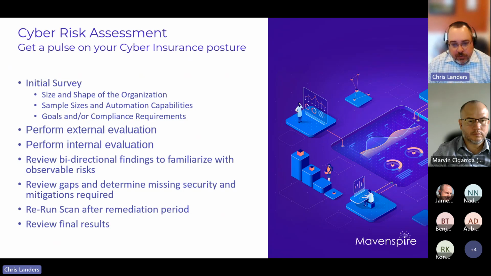After these scans are run, we at Mavenspire come back and present the results to you, giving you a full assessment. What is your risk externally? What is your risk internally? With a very detailed list of things that you're doing well, that came out green. Think of it as green, yellow, red, with a big focus on the things that are red. These are not only major security gaps that might cost you more on your cyber policy, but you also need to remediate them because you're truly at risk of being hacked.